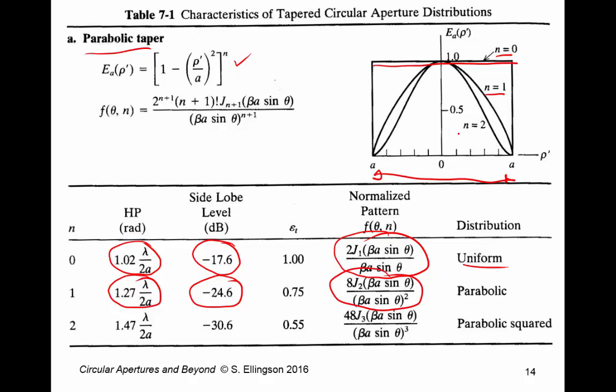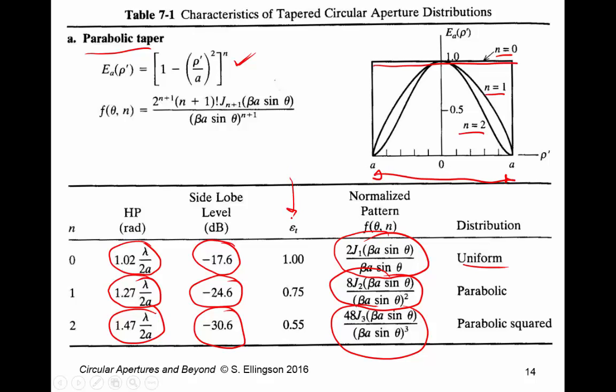And you can do the same thing for n equals 2. N equals 2 is just this thing squared. That is a more aggressive taper, wider half power beam width, lower side lobe levels, and then here is the new normalized pattern. This thing here is taper efficiency.